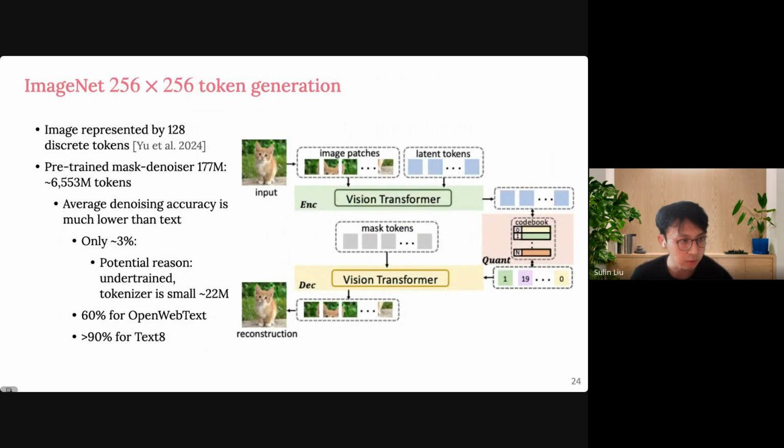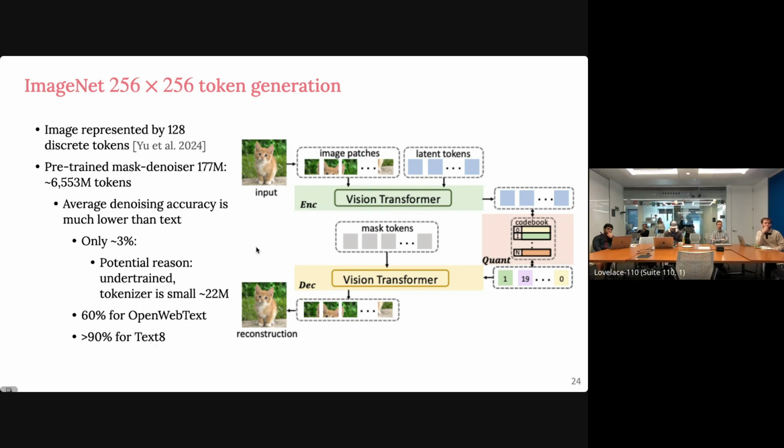We also apply this to ImageNet token generation. In this case, we use a VQ-VAE type tokenizer that tokenizes the image into discrete tokens, and then we do the same experiments. First of all, we find the average denoising accuracy here is much lower than for text. After training the mask denoiser for this rough number of tokens, we observe that the accuracy is much lower compared to OpenWebText or text8. One potential reason is that it's an undertrained denoiser. The other is that the tokenizer is pretty small, so your token distributions are maybe harder to learn compared to language tokens for denoising.